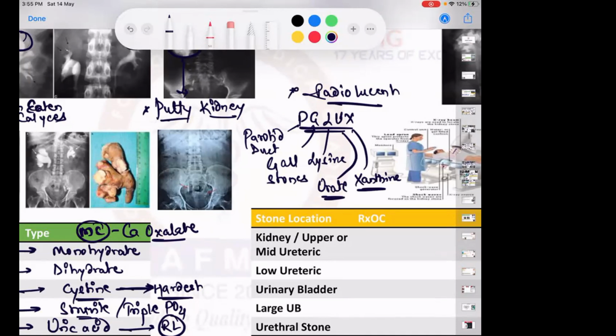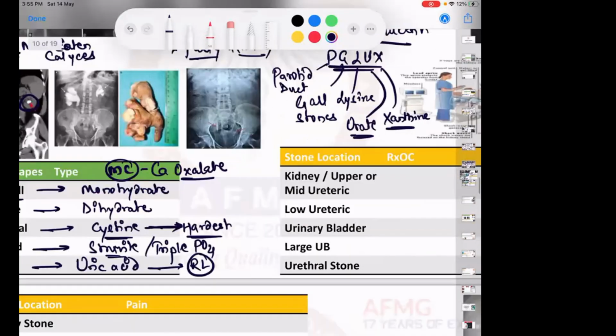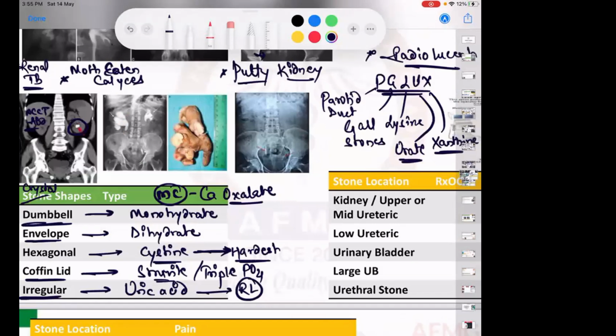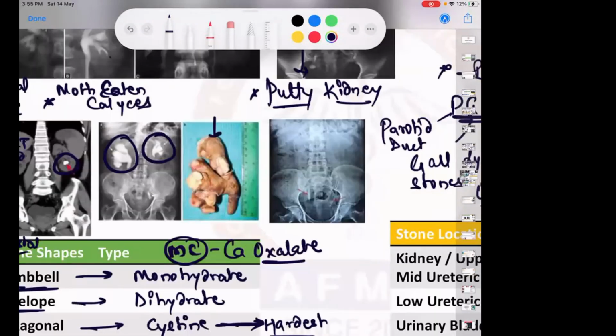Okay, no issues with this, anybody? Now please tell me, if a stone becomes very large in size and it takes the shape of the pelvicalyceal system, then it is called which calculi? Very good. It is known as a staghorn calculi.